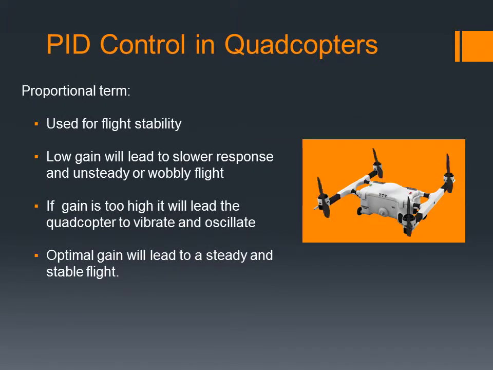Note the effect of the proportional term in quadcopters is that it is used for flight stability. If your gain is too low, this will lead to a slower response and unsteady or wobbly flight. If it is too high, this will lead your quadcopter to vibrate and oscillate at very high frequencies. However, for optimal gains, this will lead your quadcopter to have a steady and stable flight.